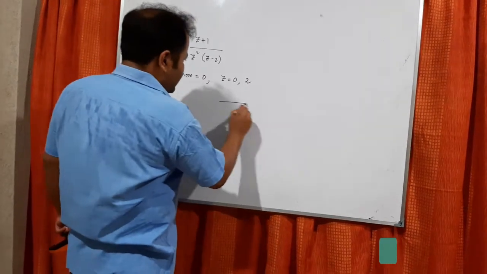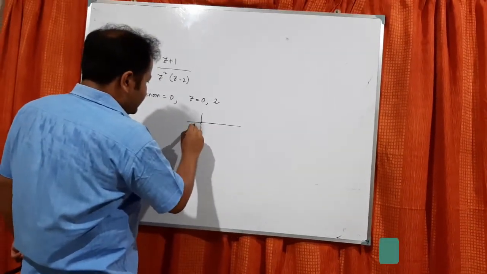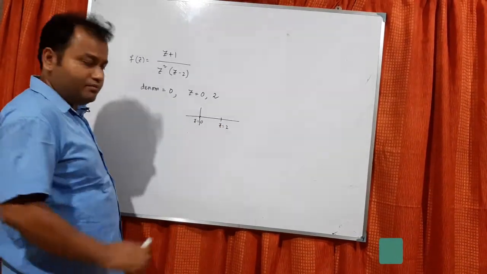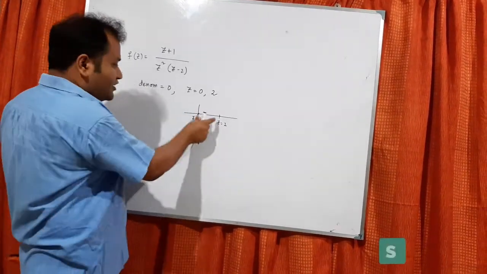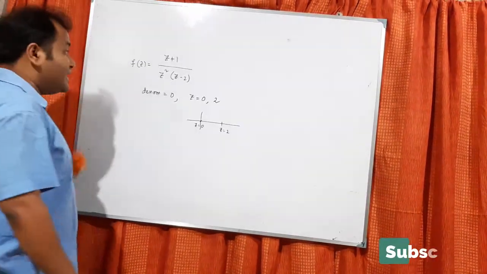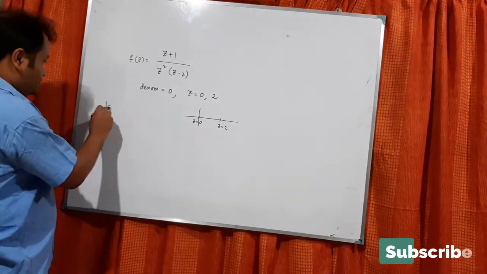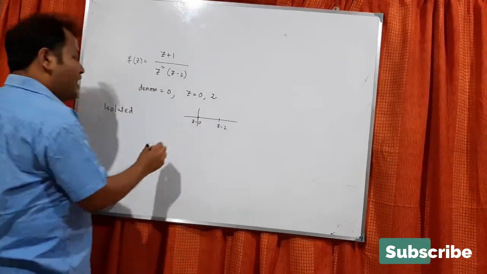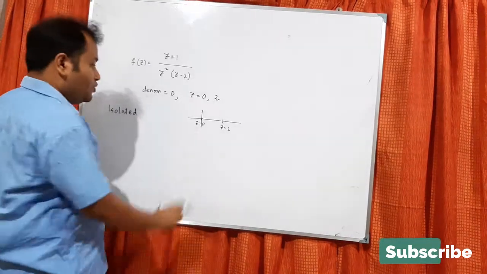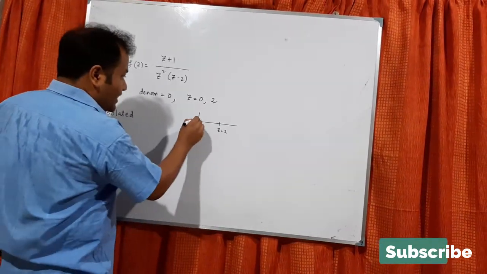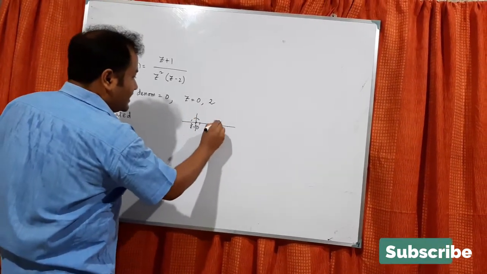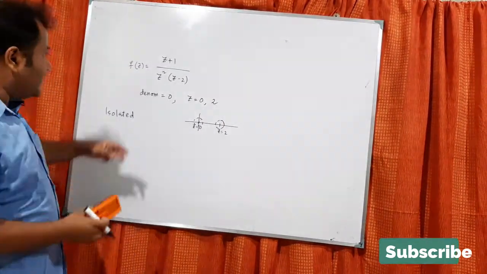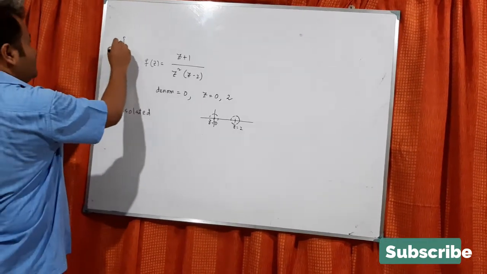Now you have seen, this is z equals 0, this is z equals 2. So there is a gap between 0 and 2. This kind of singular point is called an isolated singular point. That is, in between two singular points there must be some gap. When this kind of gap is there, we can say these singular points are isolated, that is, they are separated from each other. So basically we will be discussing isolated singular points.